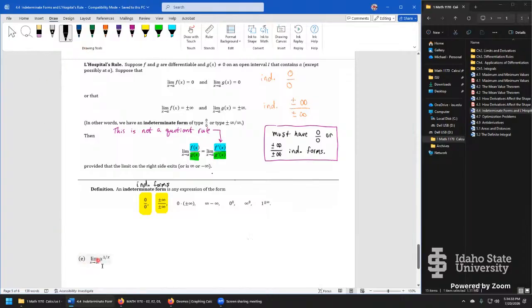We'll apply it on this example down below, x to the power of 1 divided by x, which is a pretty bizarre function when you think about it. Any questions or comments before we get started?